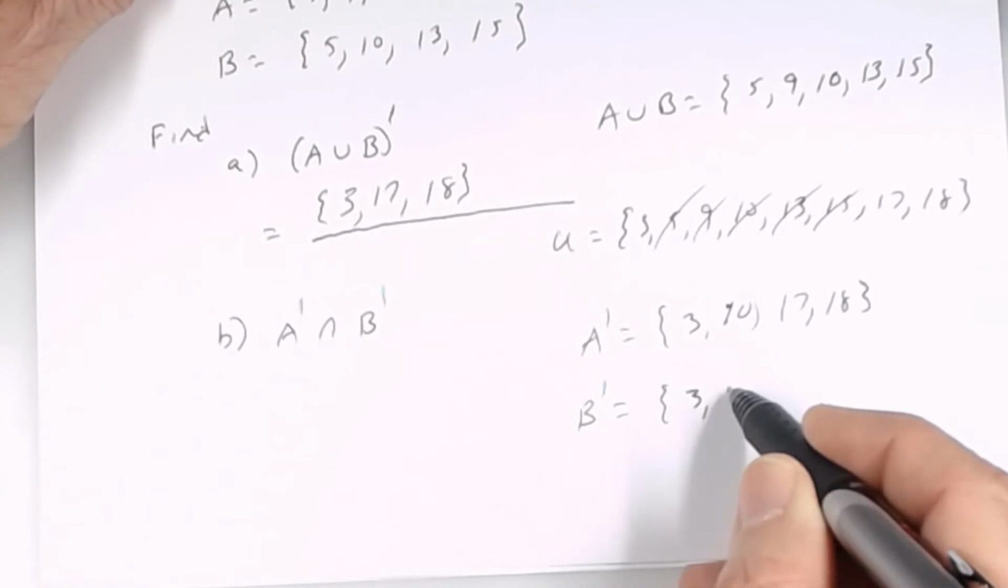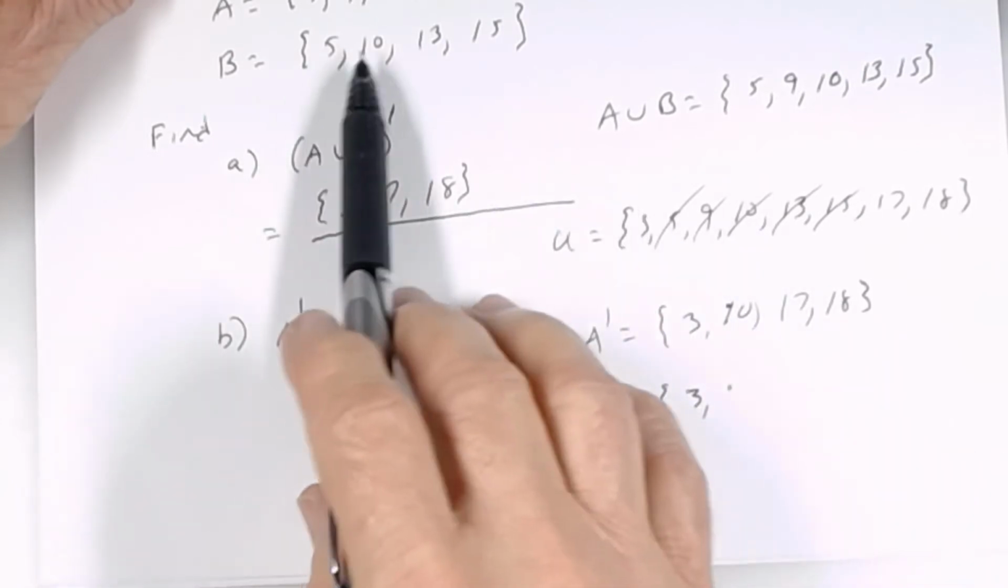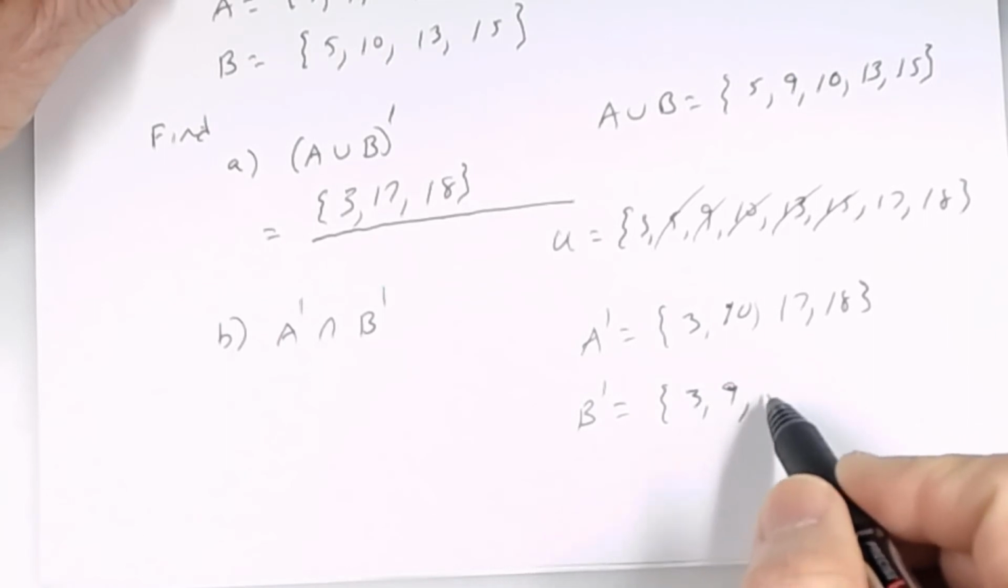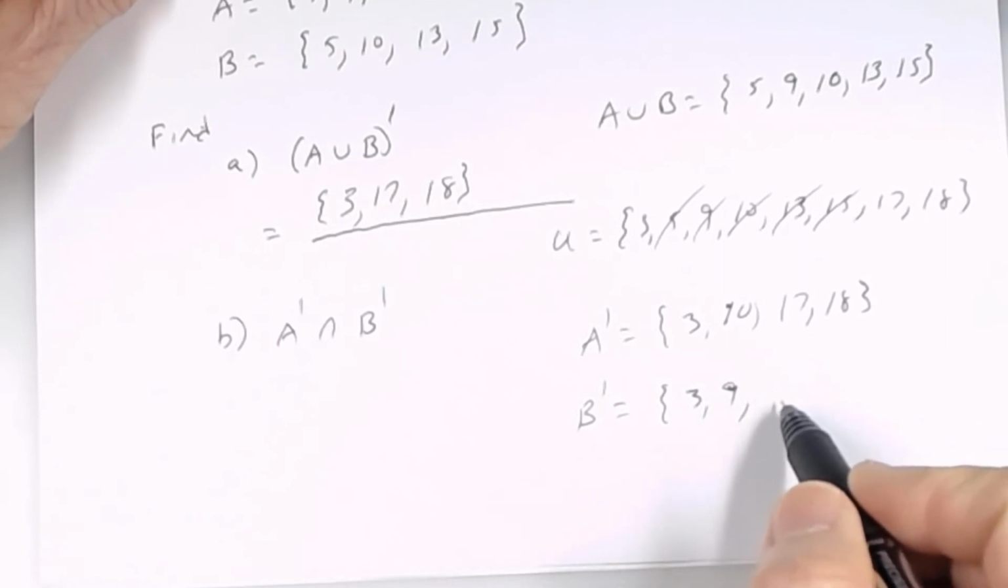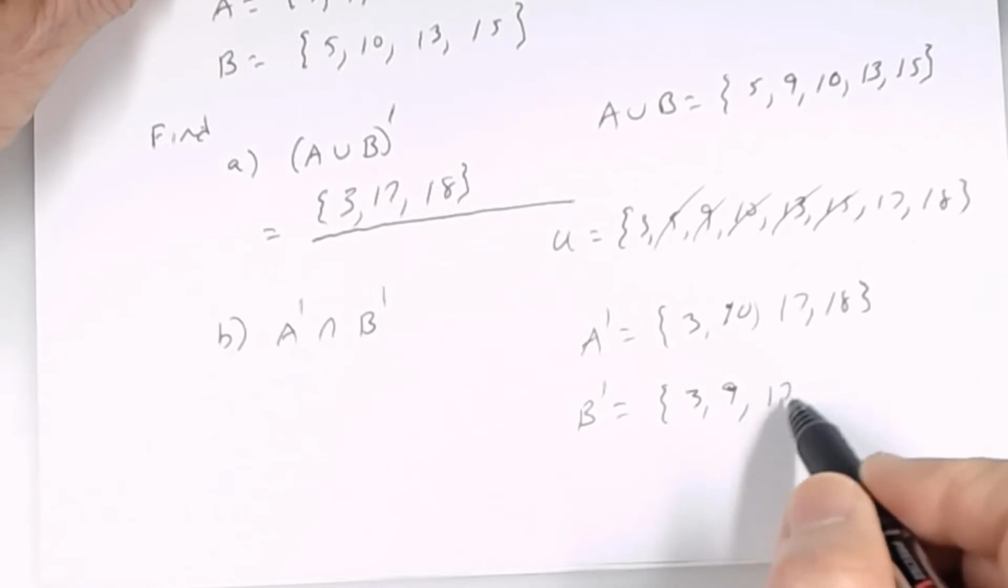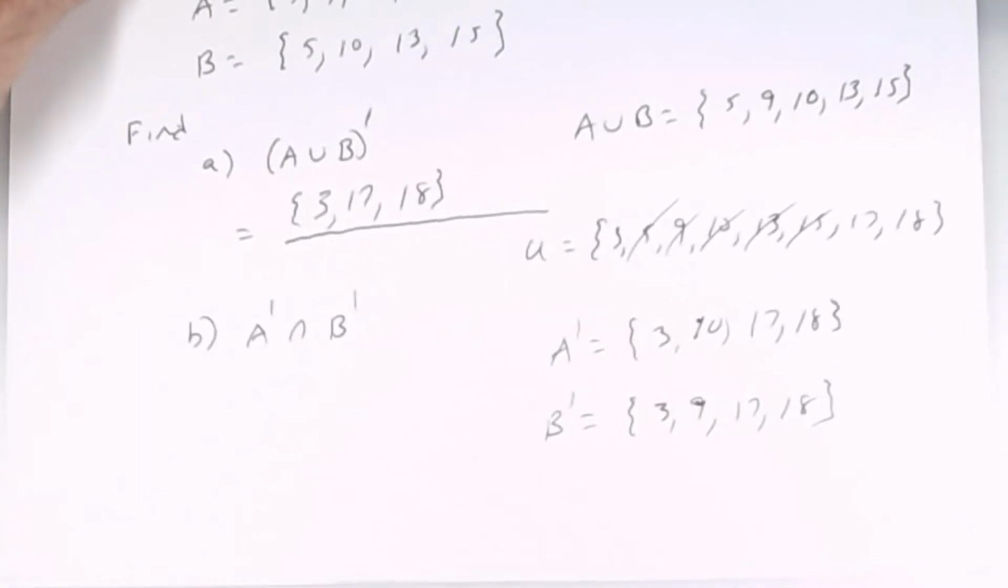3. Well, let's do it in order though. Come on. It's 3, 9. You forgot 9. What else? 17. 17 and 18. Y'all agree? Yeah. All right. Y'all agree with that? Make sure that's what you got.